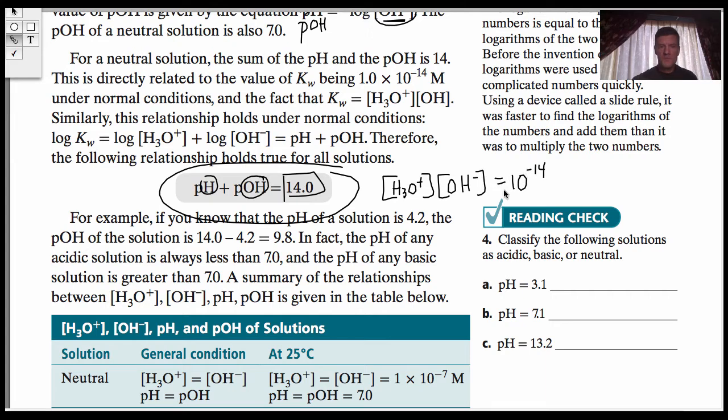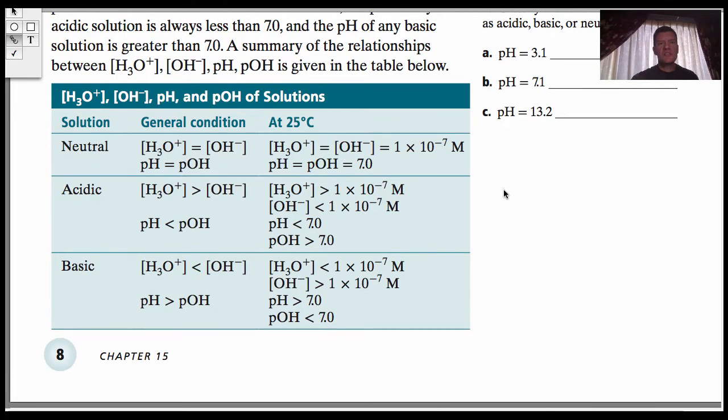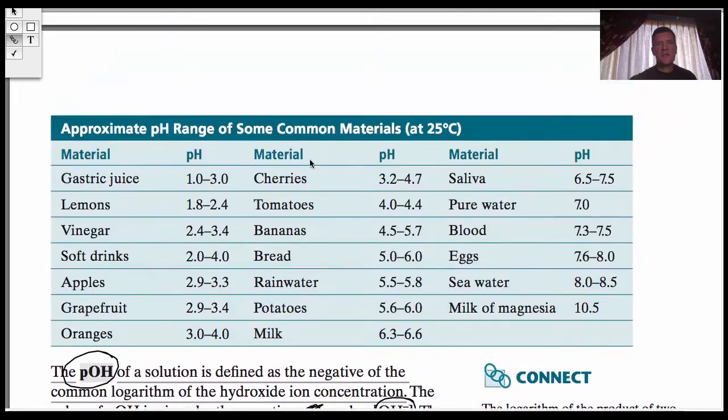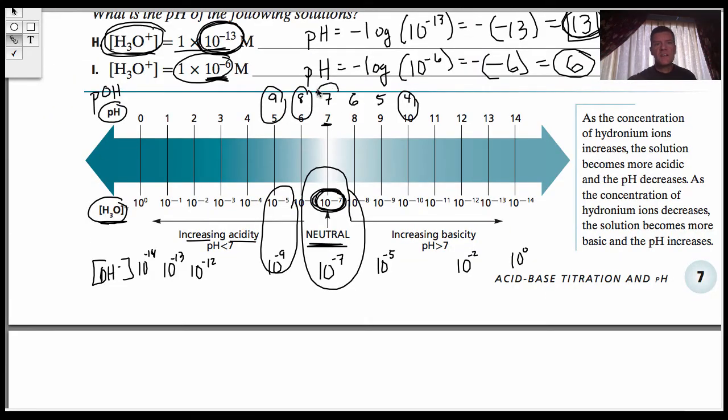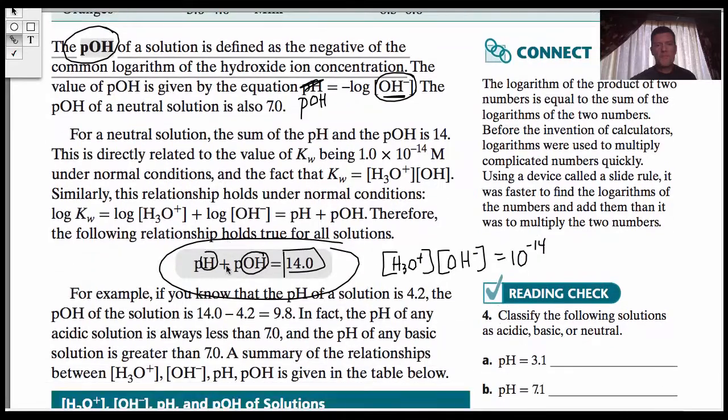Okay? All right. This little chart kind of sums it up for you. If something is neutral, then your concentrations are going to be equal, and the pH is going to equal the pOH. That's right here in our chart up here. When they're neutral, both pH and pOH are 7, and the concentrations are both 10 to the negative 7. Okay?